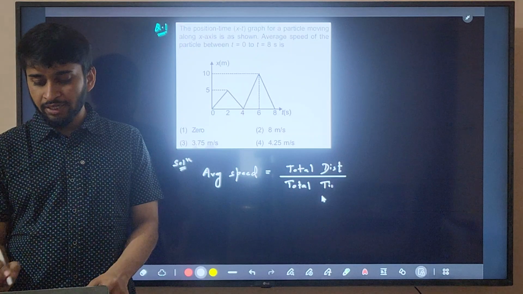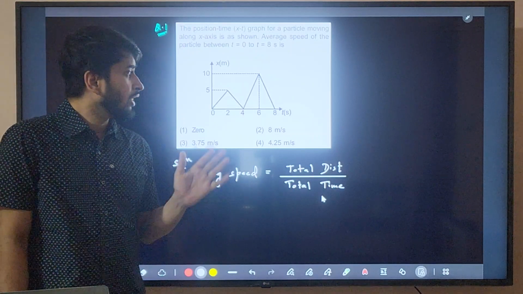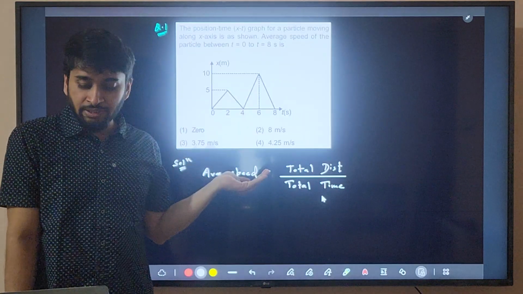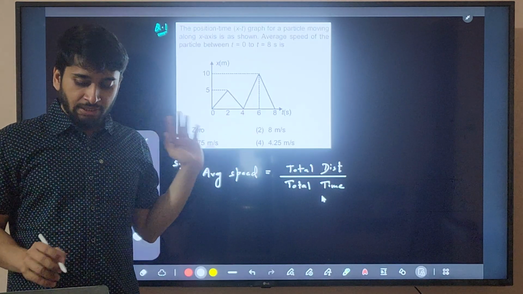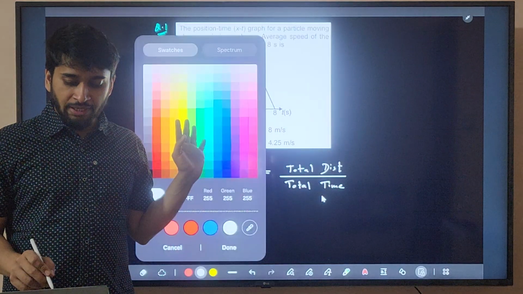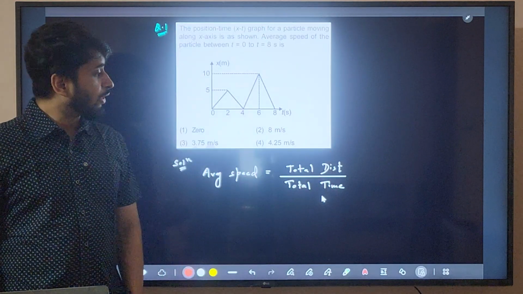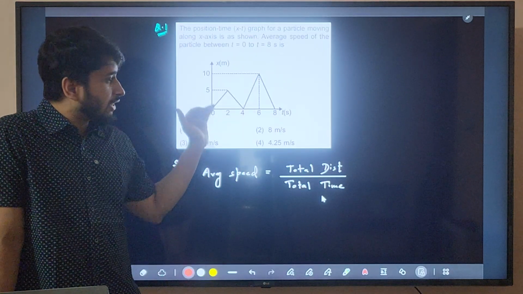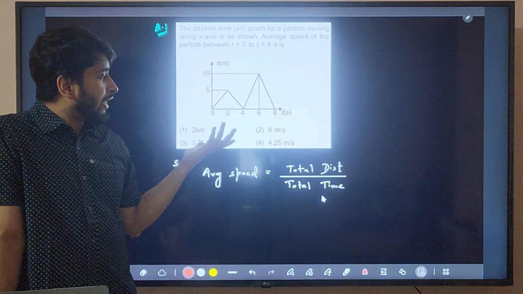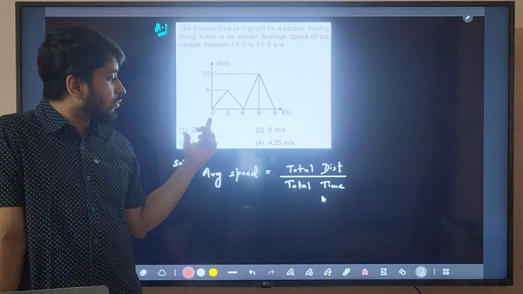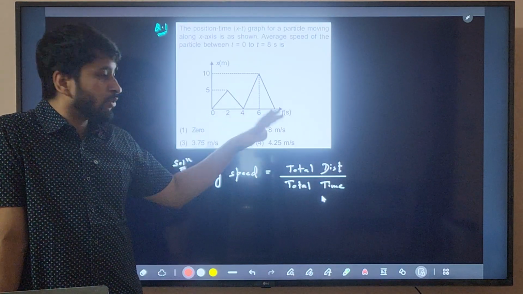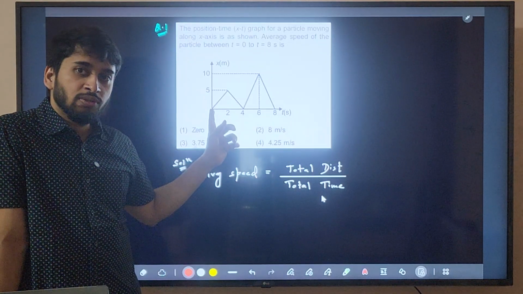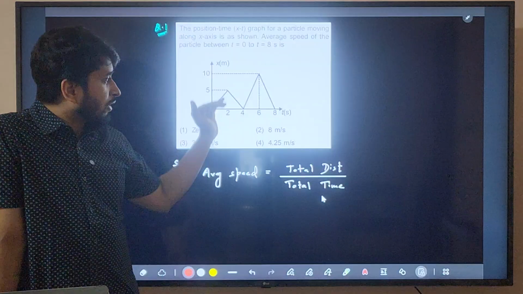Now how to get these values? How to get the total distance traveled here? This is a position time graph. From position time graph we need distance. So this is slightly different now. We cannot find area and all. Area will not give you that. If you do the final position minus initial position, that will give you the displacement. So final position is 0 at t equal to 8, and initial position is also 0 only, right? So we have to do a little bit of analysis.